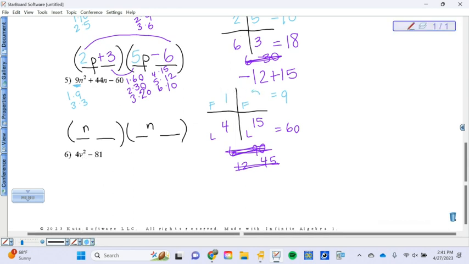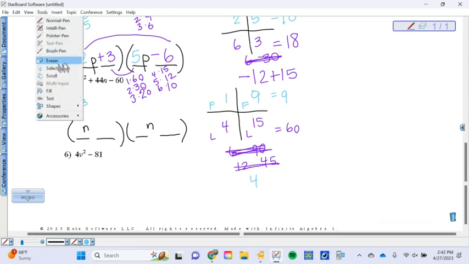1 times 4 gives me? And 9 times 5, that's going to be way too big, isn't it? What about the other way around? Oh, yeah, that's good.